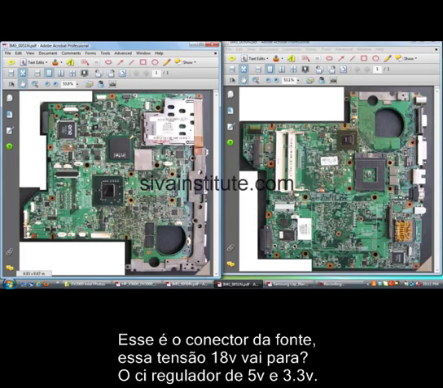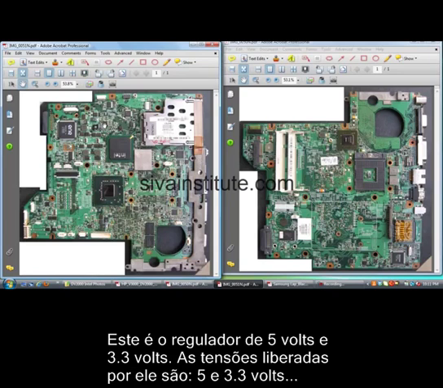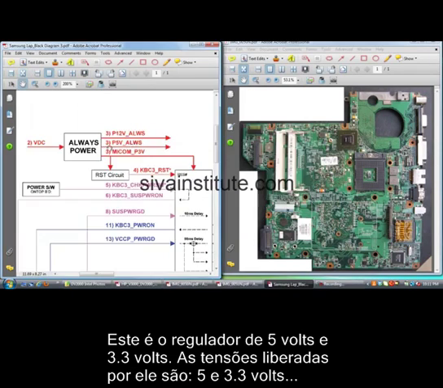This 18 volts goes to the 5 volts and 3.3 volts IC. This is the battery connector. From this connector, 12 volts DC comes to this IC. This is the 5 volts and 3.3 volts regulator IC. This voltage releases 5 volts and 3.3 volts.